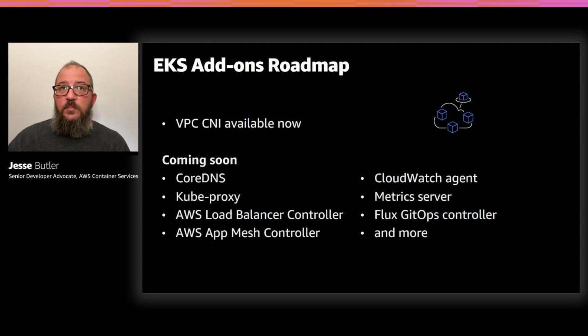And just as I'd said before, we have a lot more work coming in this space. So VPC CNI is available now, but very soon we'll have a lot more coming in the add-ons library. So we'll basically have an entire curated set of really commonly used operational software, from CoreDNS and kube-proxy to some of the open source controllers we have, the load balancer controller and the App Mesh controller. The Flux GitOps controller is something that's on our roadmap, as well as metrics server, Prometheus, CloudWatch. So we have a lot of stuff coming here on the roadmap.